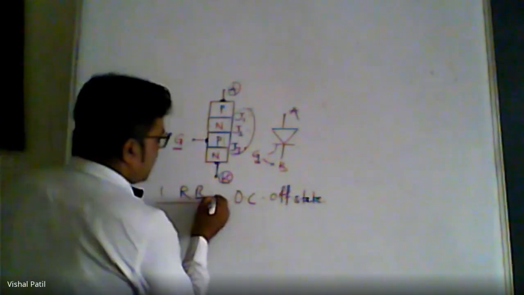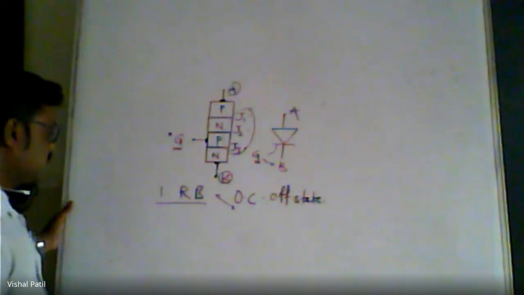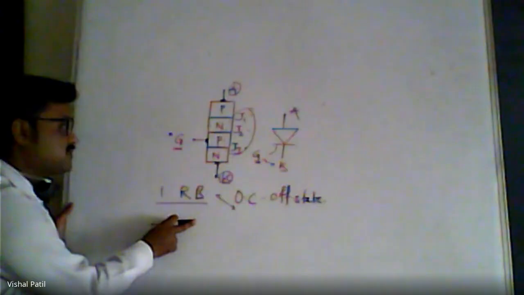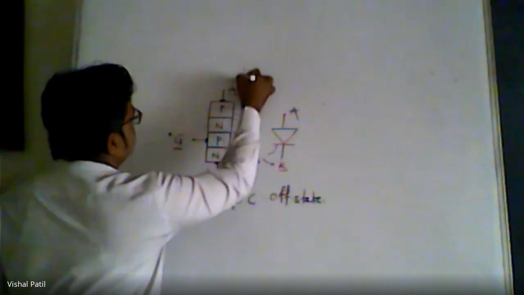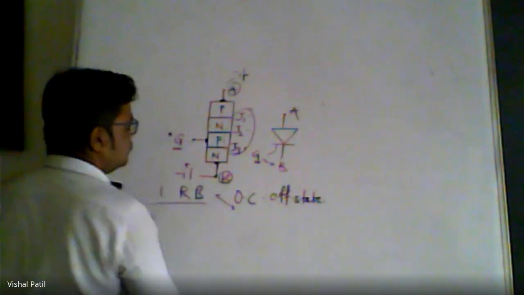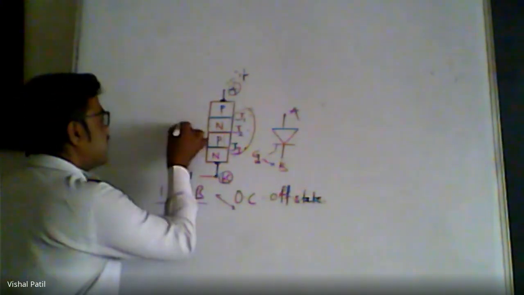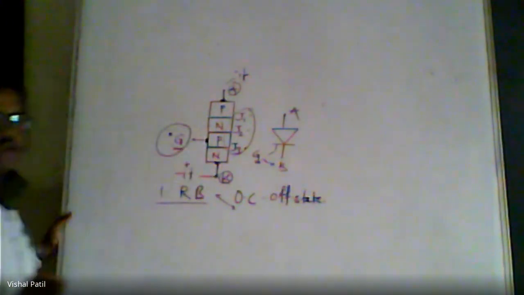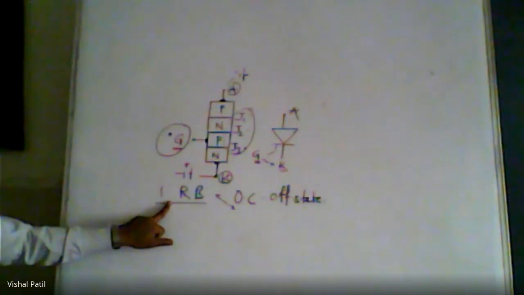Which terminologies are related with the reverse blocking mode of thyristor? We should connect thyristor in the reverse bias. How do we connect it? We connect anode to the negative terminal of the bias and cathode to the positive terminal of the bias. In this mode the gate has nothing to do. The gate is not connected yet, and it has yet to play its role.